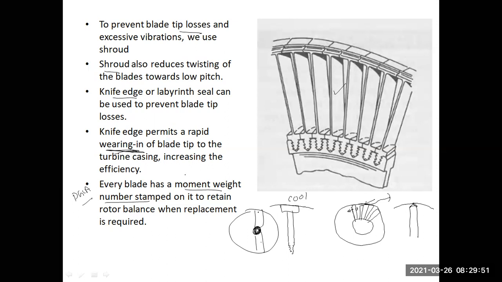Okay, that is all about the construction of the turbine. Now we have understood what the function of the turbine is and what its location is. The location of the turbine is after the nozzle guide vane. And we understood how the turbine blades are manufactured.